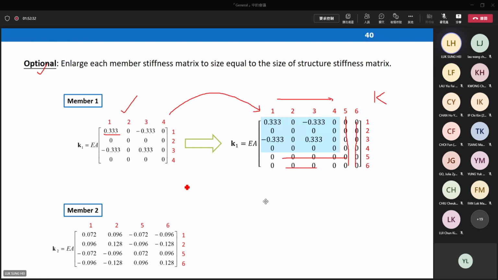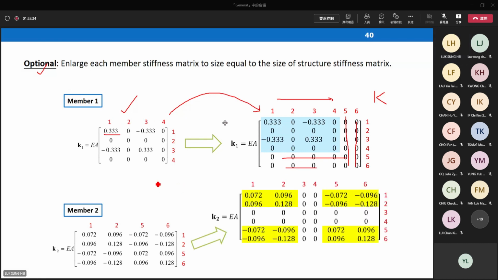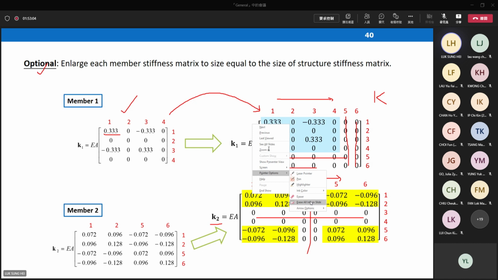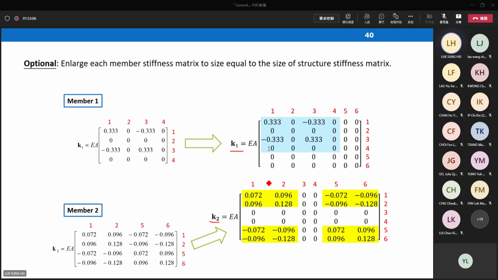You can do the same thing for element 2. For element 2, you have to add 2 extra rows, 2 extra columns in the middle, if you want to enlarge the matrix. Now we have an enlarged version of element 2. The matrix is 6 by 6, in ascending order. So after this enhancement, you can see that K1, K2 have the same size and the same code number arrangement, all in ascending order.